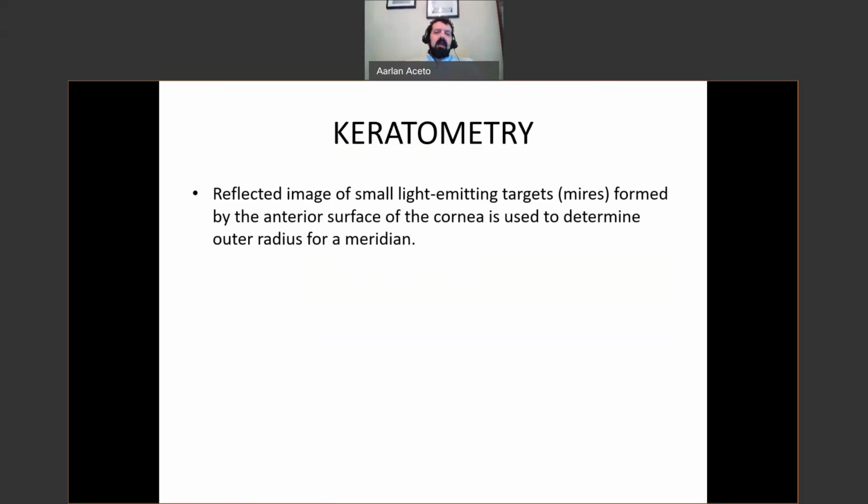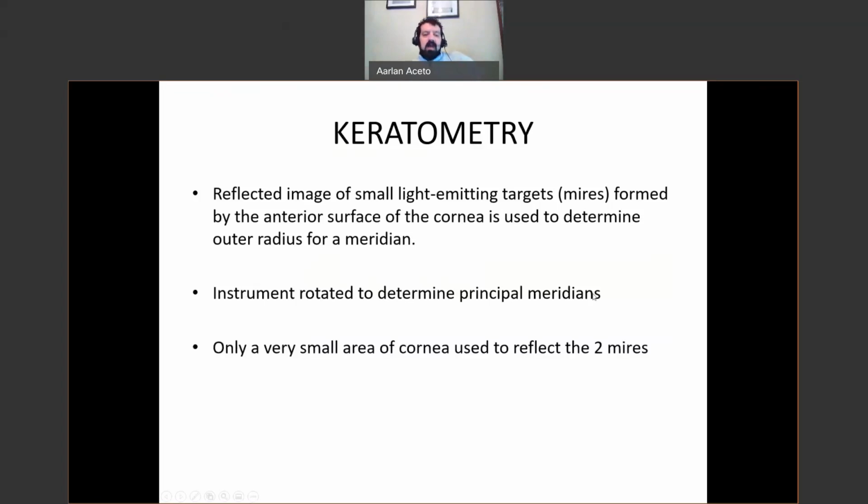Well, we're going to do the same thing with keratometry. We're going to measure someone's cornea: how steep, how flat, how much astigmatism, or how much of a difference between different meridians, and how it is oriented. So we're just going to shine some lights, some mirrors, some targets off the anterior surface of the cornea, and we're going to line them up. And again, we can find out how steep they are, and what the orientation or the principal meridians are.